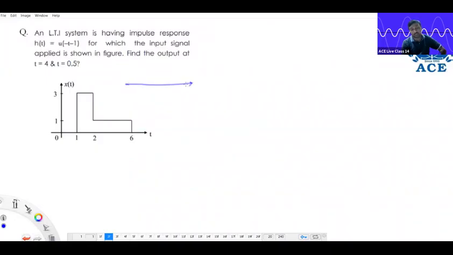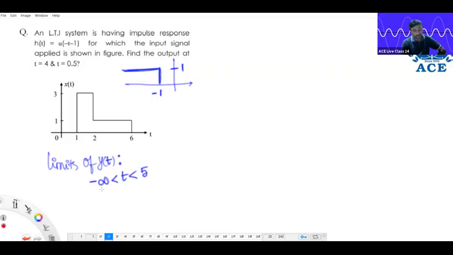So h of t, where it covers u of minus t minus 1, means the h of t graph extends from minus infinity to minus 1. Think of what are the limits of the output, sir, according to our thumb rule. Sum of lower limits: minus infinity plus 1. Upper limits: 6 plus minus 1. So it is confirmed that output is there for t less than 5. We want the output at 4 and 0.5.